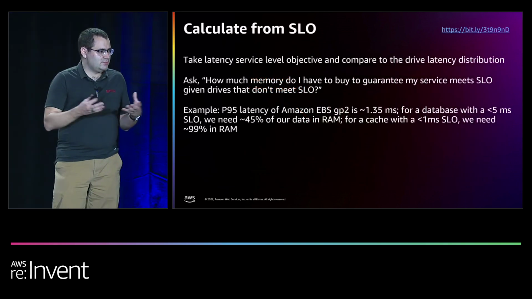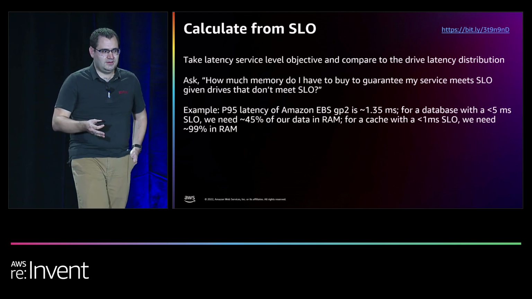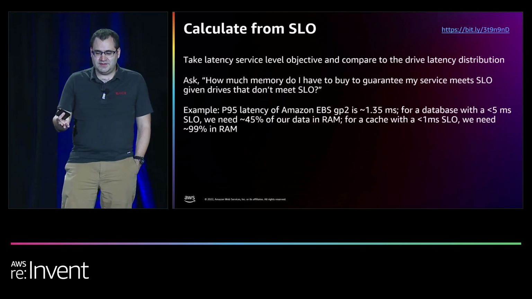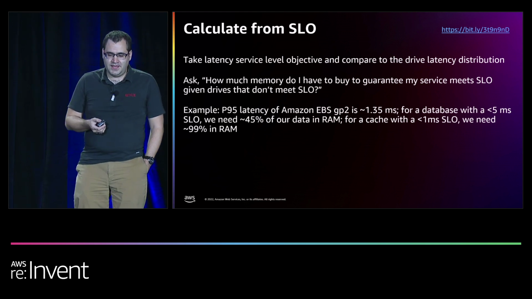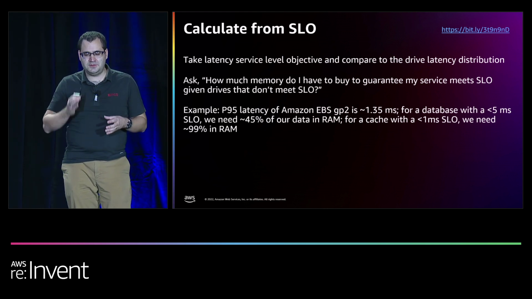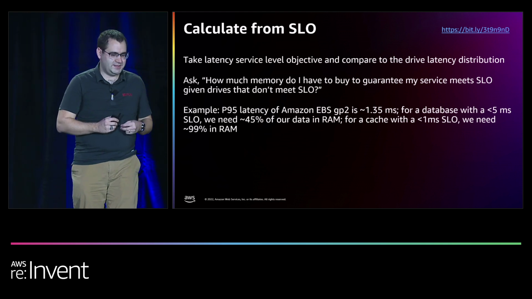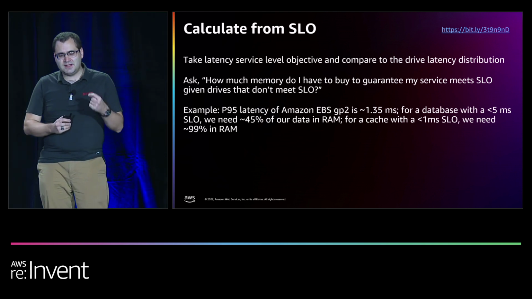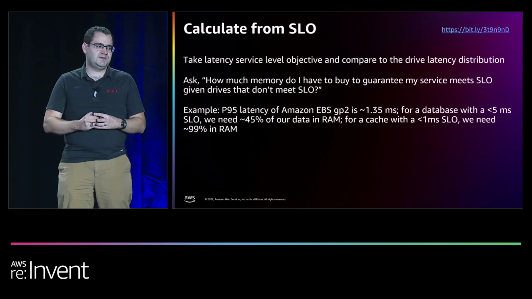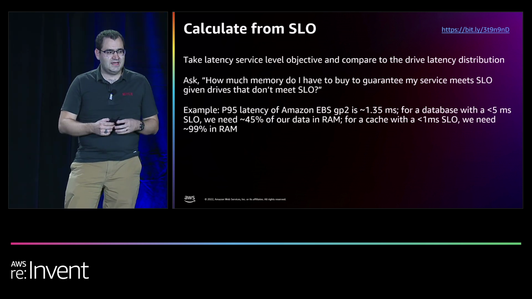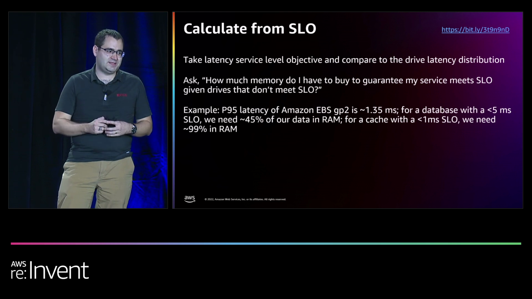So this leads us to a realization. We can calculate the working set, which is essentially, in this case, just how much RAM do I have to buy, from the promises we make. You can think of that like you take your latency service level objective and compare it to the drive latency distribution. And you ask, how much memory do I have to buy to guarantee that my service meets my SLA, or my SLO, given drives which do not meet my SLO?